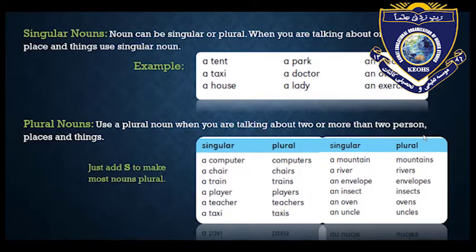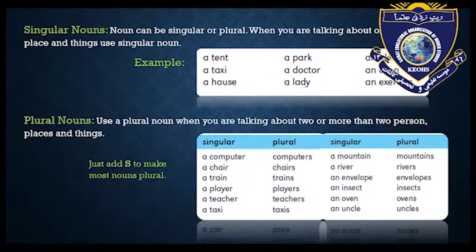What is a singular noun? How are we going to use singular nouns in sentences? Now we are moving to plural nouns. What are plural nouns? Inshallah we will discuss all the tips and terms on how to use plural nouns in sentences. First of all, you should know the definition of plural nouns. Use a plural noun when you're talking about two or more persons, places, or things.